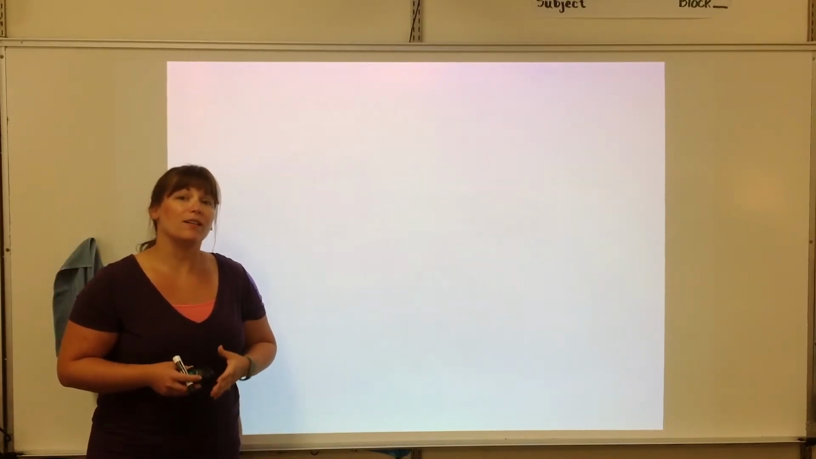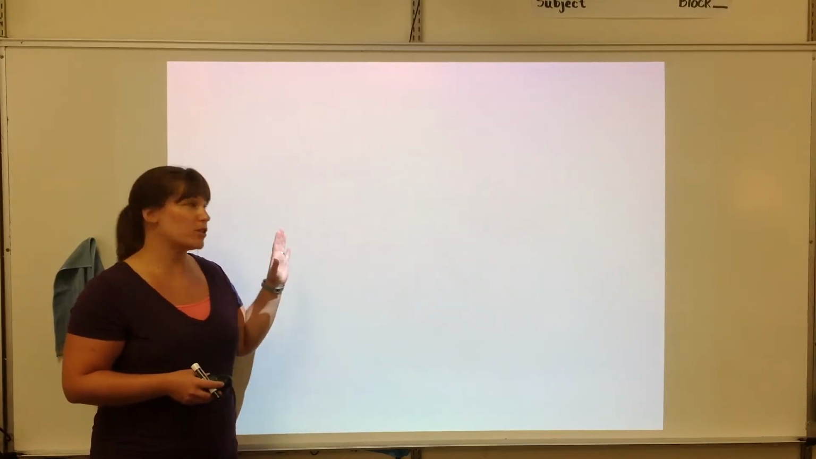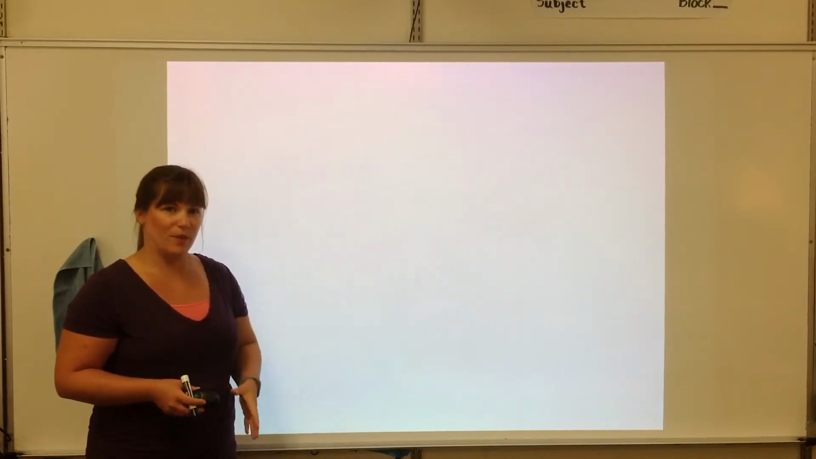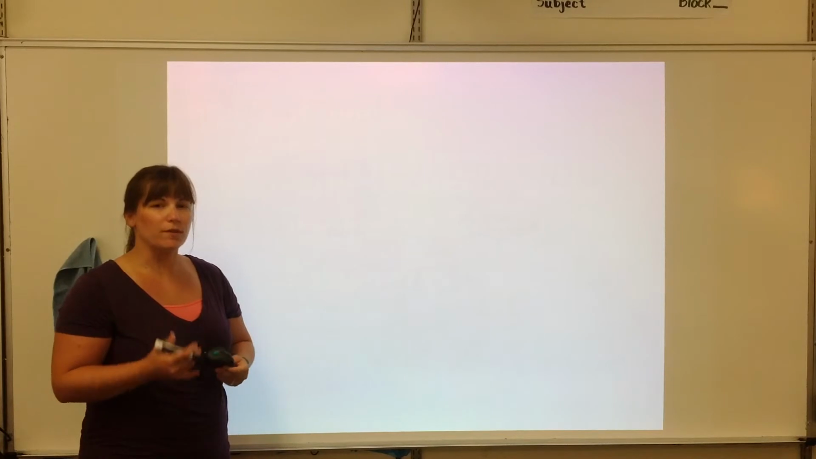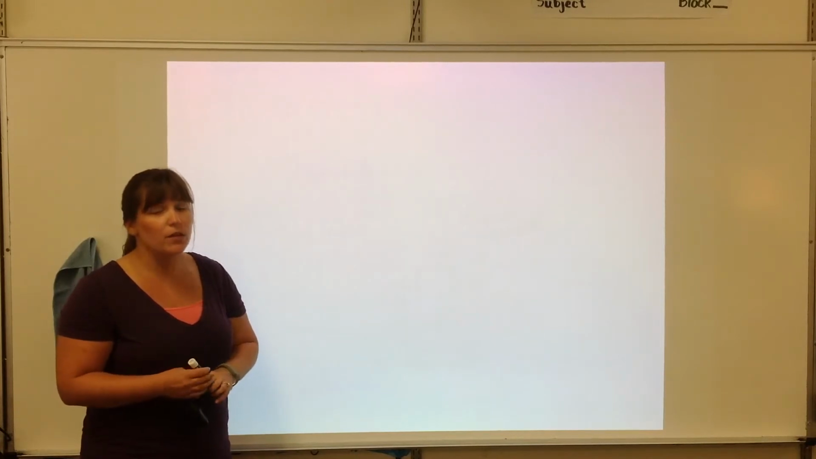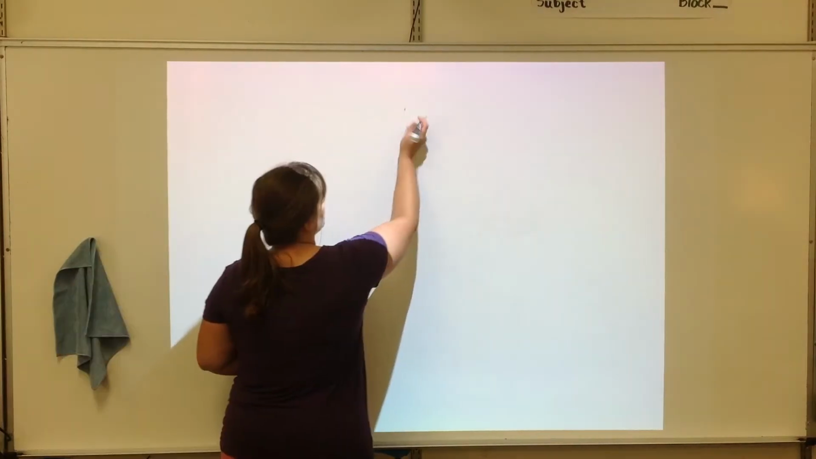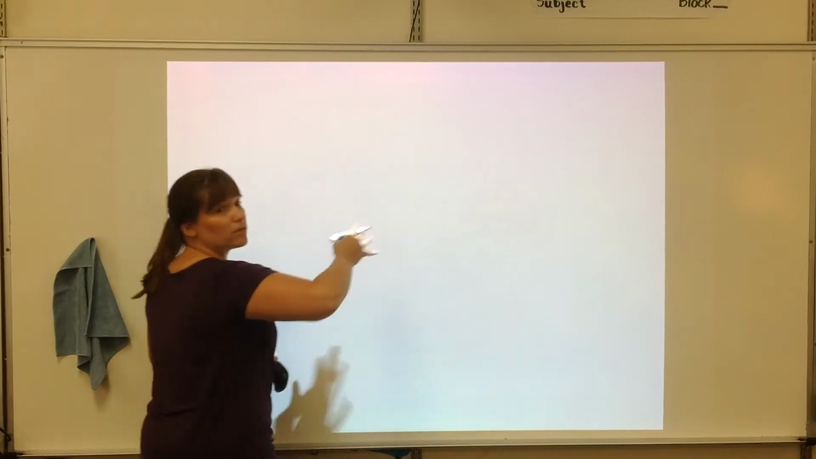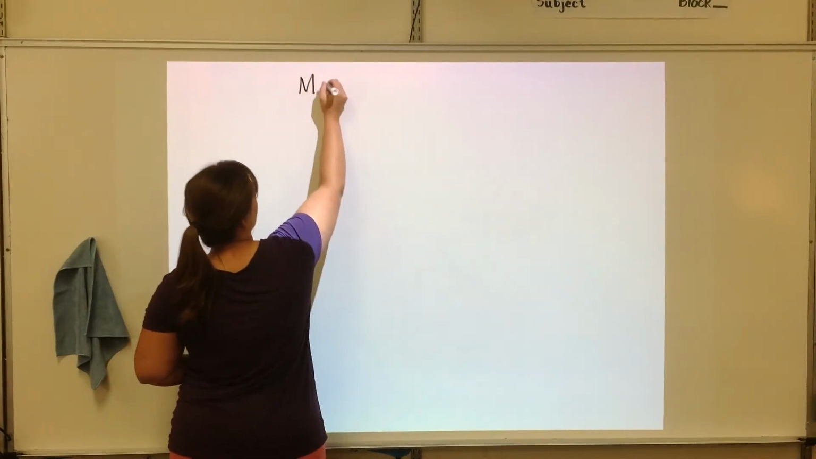Once you're set on page 7, it's going to be just a blank lined piece of paper. I'd like you to divide that with your pencil into 4 different sections. First, I'm going to label the title, Math Action Words.